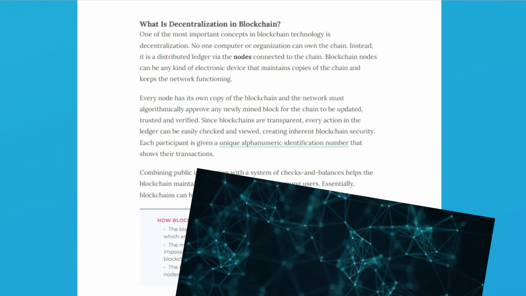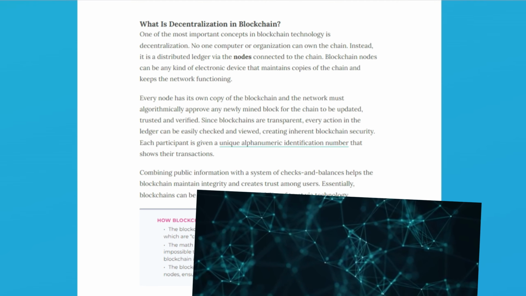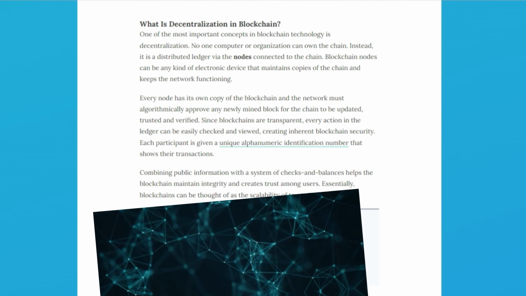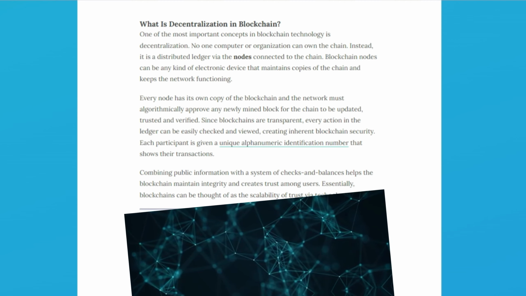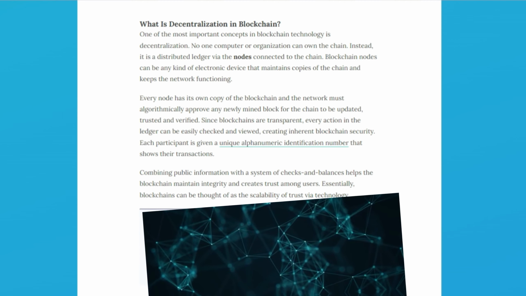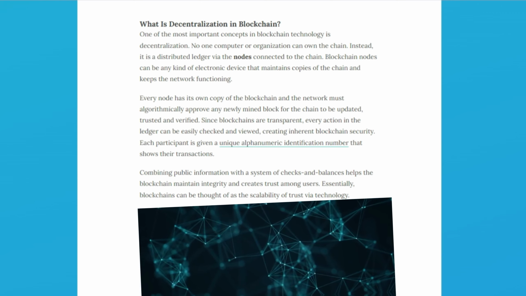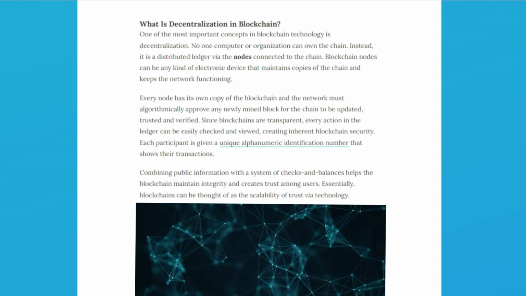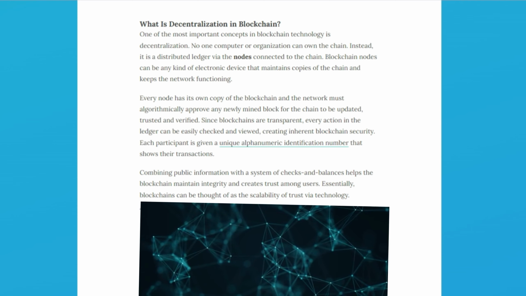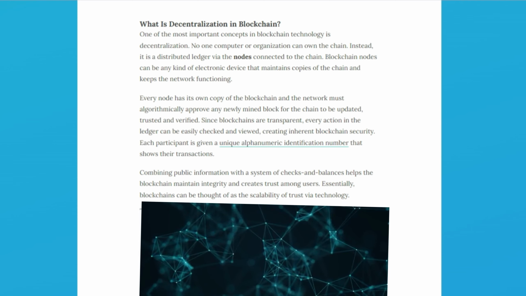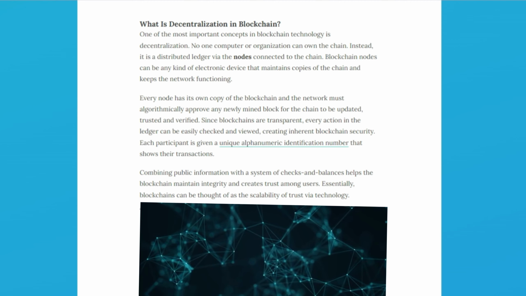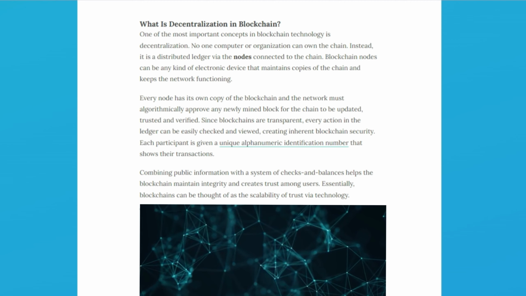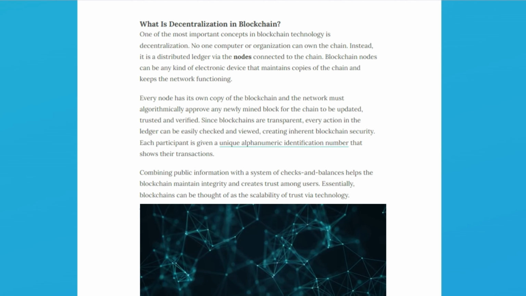What is decentralization in blockchain? One of the most important concepts in blockchain technology is decentralization. No one computer or organization can own the chain. Instead, it is a distributed ledger via the nodes connected to the chain. Blockchain nodes can be any kind of electronic device that maintains copies of the chain and keeps the network functioning. Every node has its own copy of the blockchain, and the network must algorithmically approve any newly mined block for the chain to be updated, trusted, and verified.